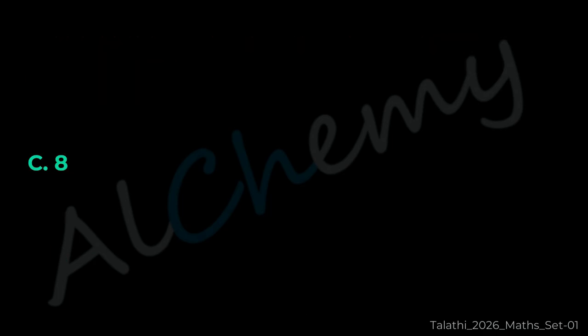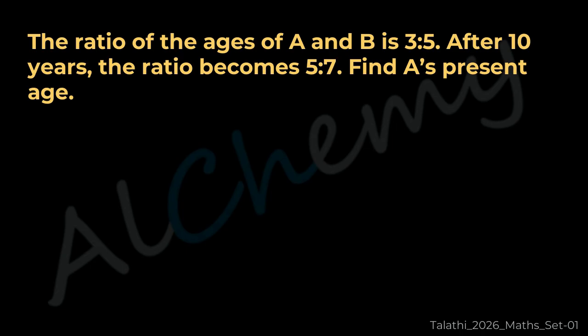The correct answer is C. 21. Question 29. The ratio of the ages of A and B is 3:5. After 10 years, the ratio becomes 5:7. Find A's present age. A. 15. B. 18. C. 21. D. 24.